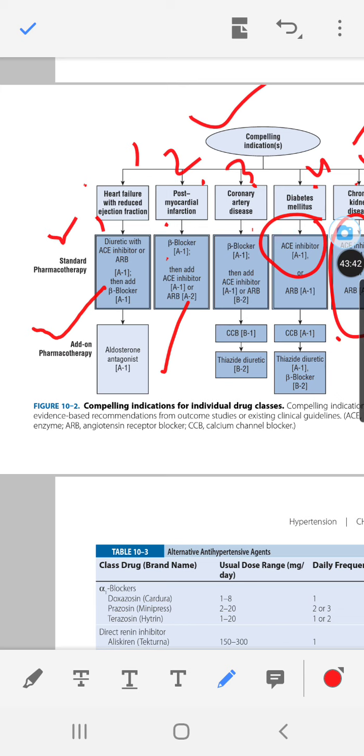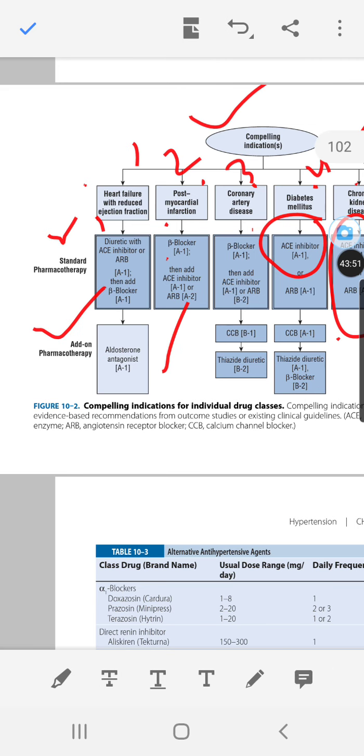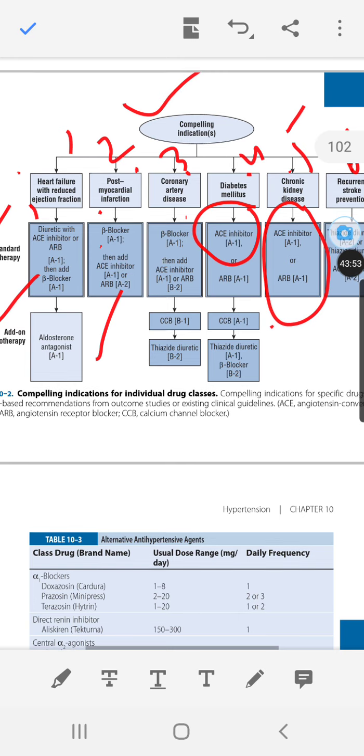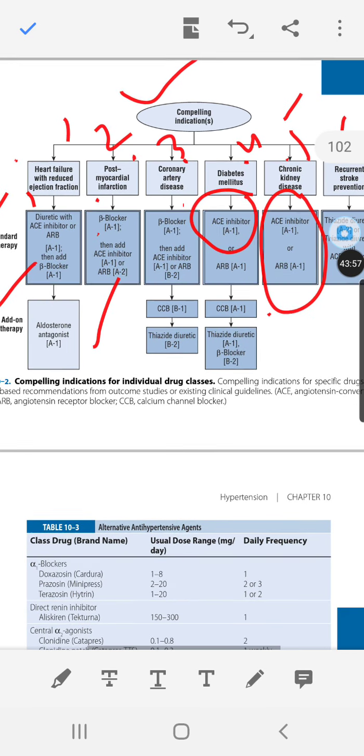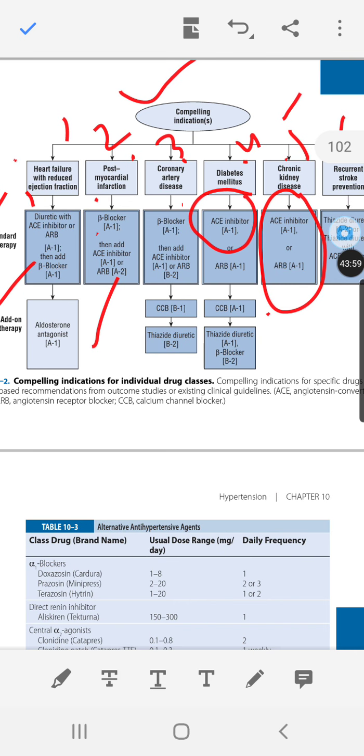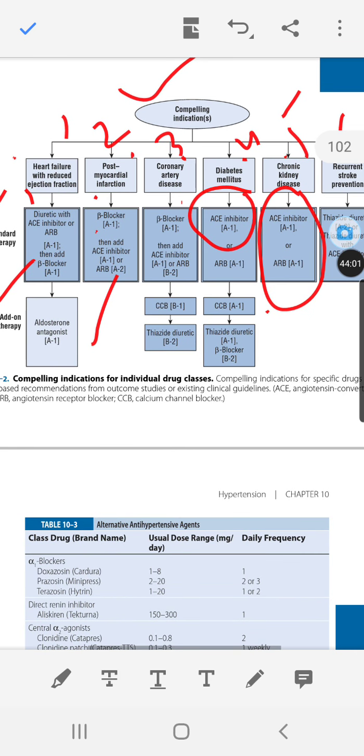So you have to keep in mind that the first line agent is ACE inhibitors with ARB. If the patient is not getting benefit from the single therapy, then we can go for the combination therapy, which is ACE inhibitors or any kind of thiazide diuretics, or ACE inhibitors or CCB. The most commonly used combination therapy is CCB with ACE inhibitors.